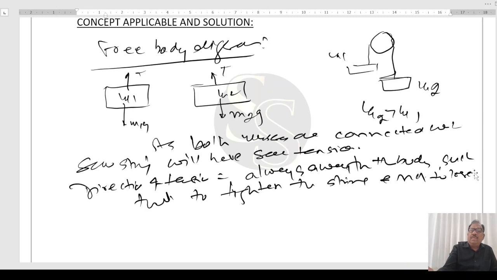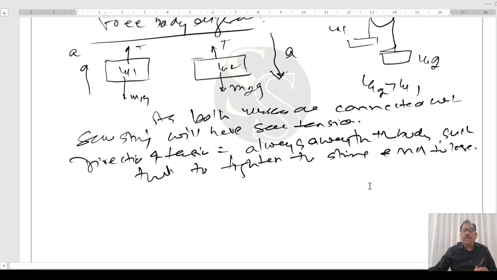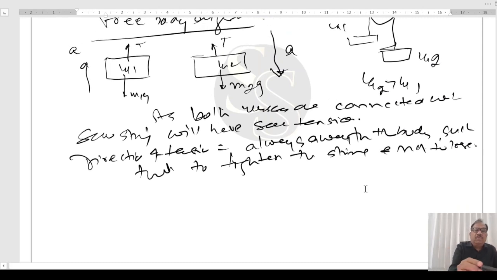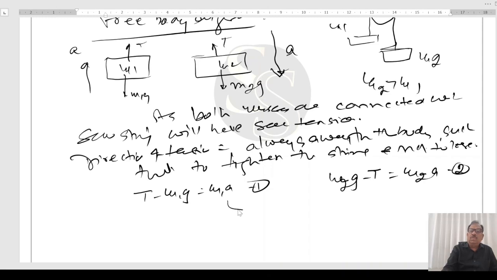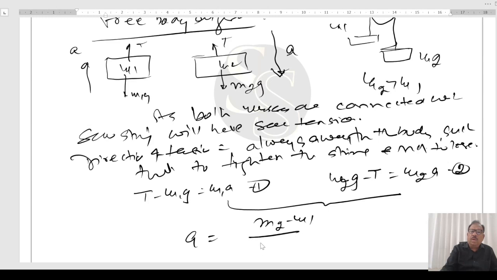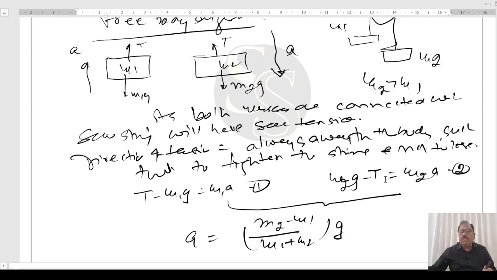And as m2 is greater than m1, the body will move. It will move in this direction, say with acceleration a. Then the net force: m1 is moving upward, so T minus m1g equals m1a. This is equation 1. And m2 is coming downward, so m2g minus T equals m2a. This is equation 2. On simplifying these two, the acceleration comes out to be (m2 minus m1) upon (m1 plus m2) into g.